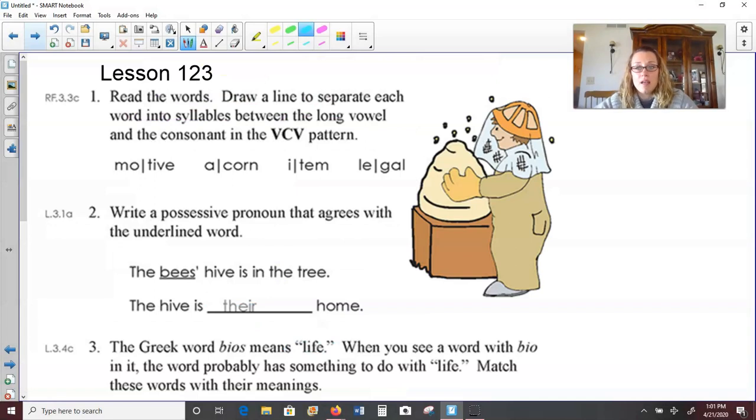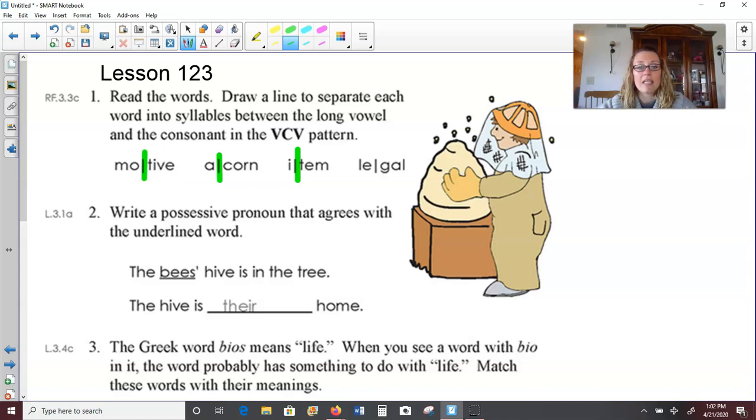All right. Read the words. Draw a line to separate each word into syllables between the long vowel and the consonant. So, motive. Motive is like your reason for doing something. Motive. You hear the long O, so we're going to split the syllables there. Acorn. We hear the long A sound, so we split the syllable after the A. Item. Item. Hear the long I, so we're going to split after the I.